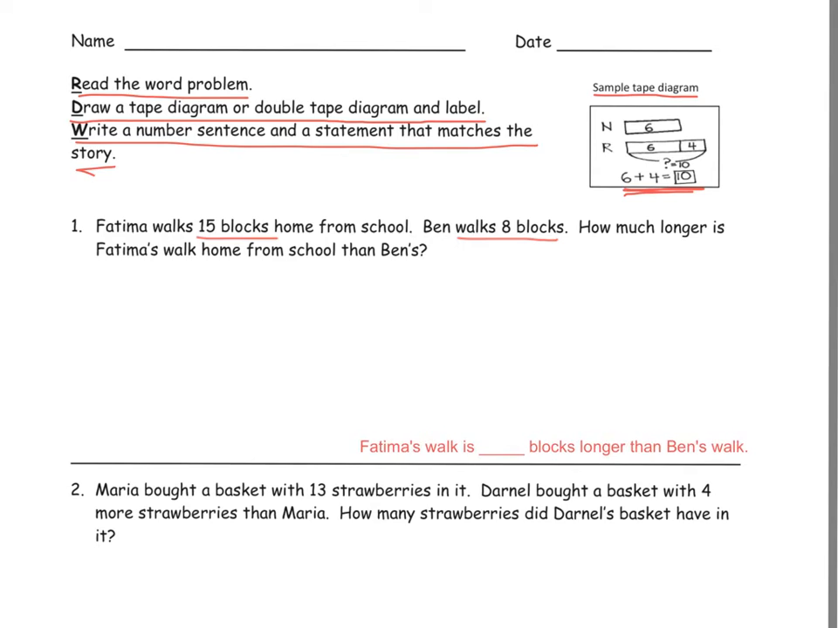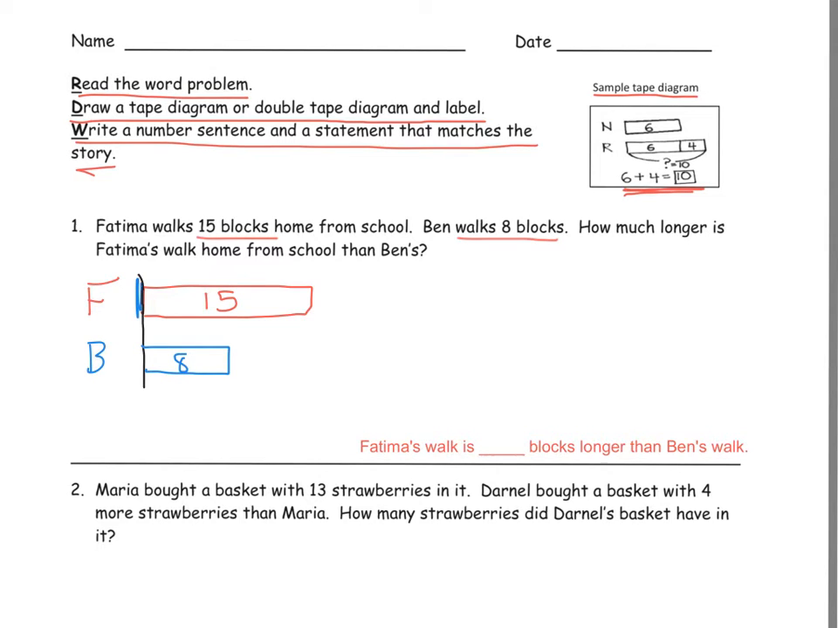So I'm going to start by drawing a tape diagram. And I'm going to draw one for Fatima. And I'm going to put 15 in there. And then I'm going to draw one for Ben. And the big thing is I want to make sure that my starting points, so the back parts, line up, and if I need to, I'm going to draw a line to help me. And I'm going to draw one out, and I know that Ben has 8. And I want to make it shorter than the 15 because I know 8 is less than 15.